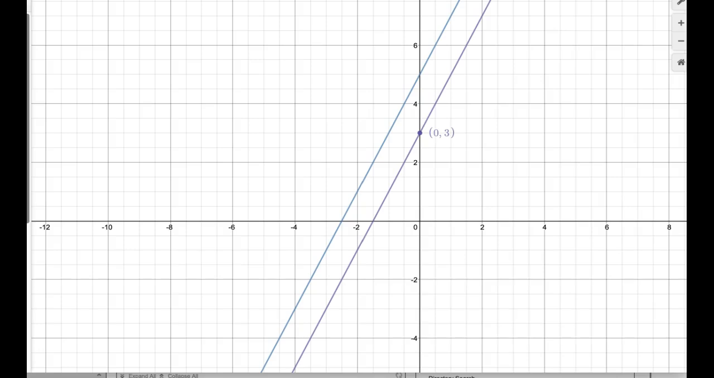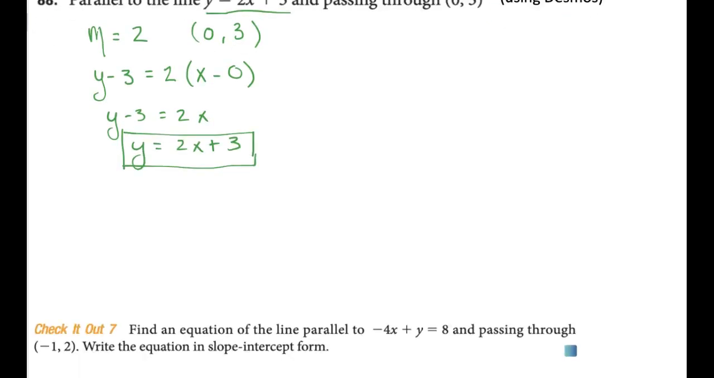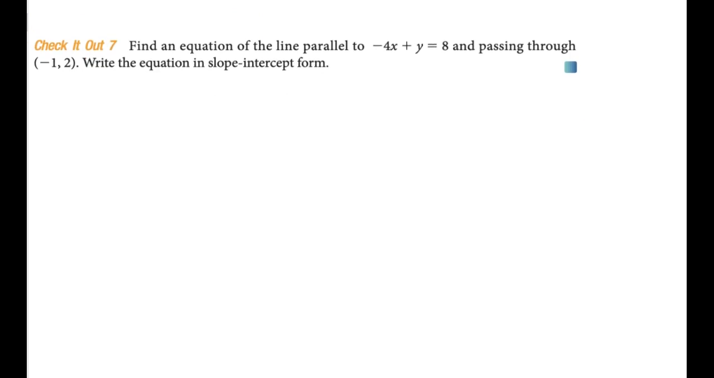I'm going to do this a few more times just so you can see the different equations. All right, so I'm going to get rid of that, so next time we come, there won't be anything there. And let's go back to our work. Next I'm going to have you find an equation of the line parallel to this given equation and passing through (-1, 2). Write the equation in slope-intercept form, so y equals mx plus b.